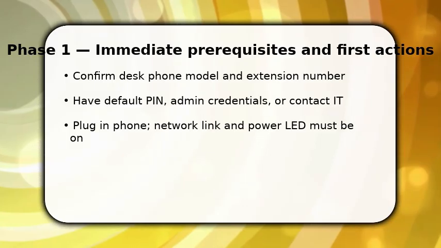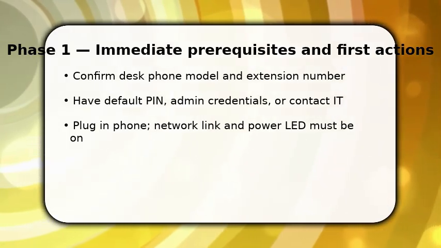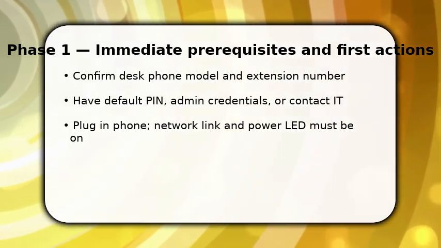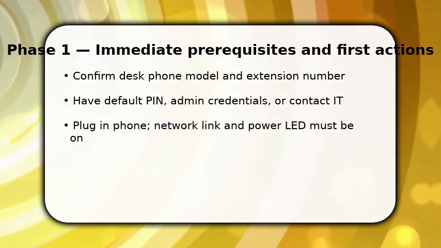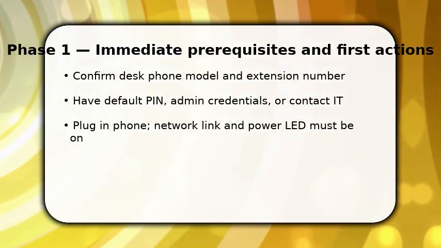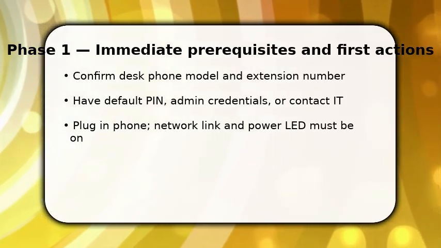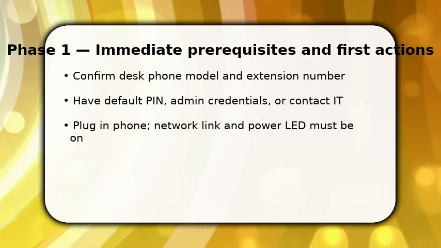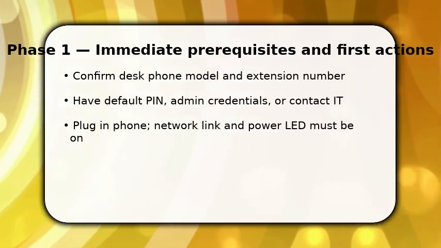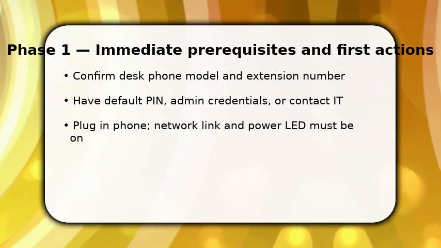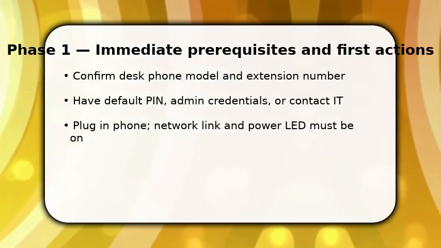You begin by confirming essentials: your extension, phone model, and default PIN. Once verified, sign into the phone or voicemail portal using the provided credentials. This is where settings live. If your phone uses a handset menu, press the voicemail key or dial the voicemail access number. Make sure the network and power indicators are steady, otherwise settings won't save.